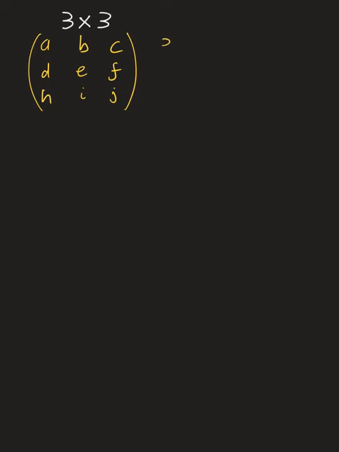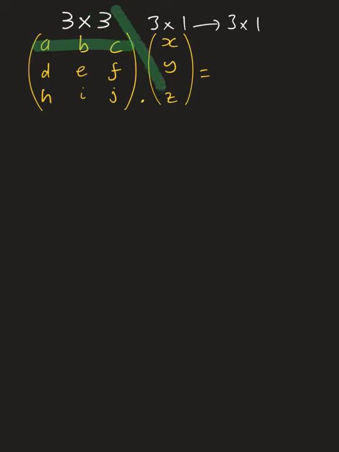Now let's do a 3 by 3 matrix multiplied by a 3 by 1 matrix. So I'm going to do all letters again this time. So this is going to give us a 3 by 1 matrix. And the way we're going to get that is that each row of the matrix on the left is going to be multiplied by that column vector on the right, like before.